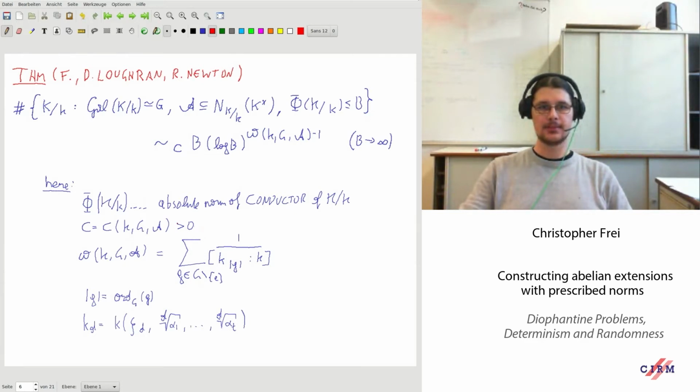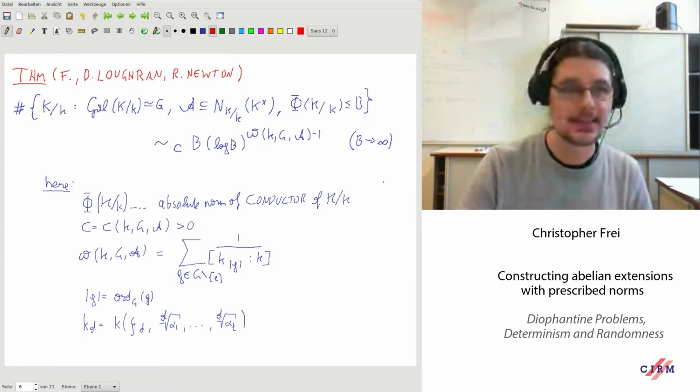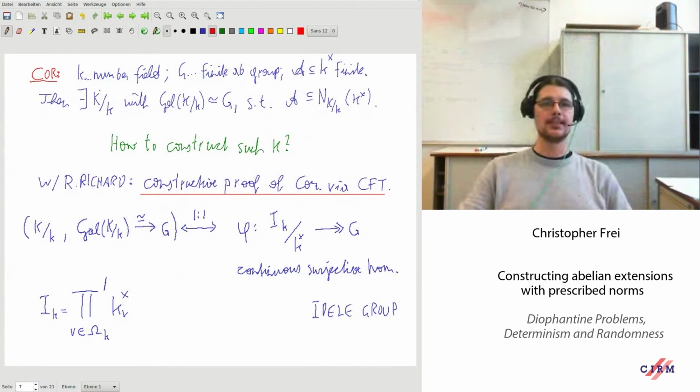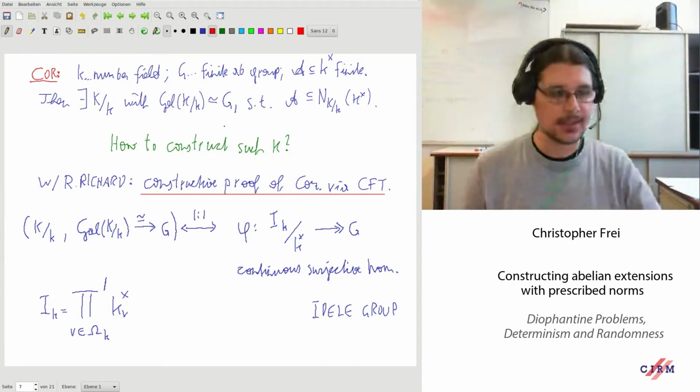So this constant here is positive. So in particular, our theorem has the corollary that such extensions always exist. So that's the corollary here. Given any number field k, any finite abelian group G, and any finite set of elements of k, there is an extension, capital K, with Galois group G, such that all these elements are norms. As far as we know, that was new. But it's a corollary of a density result.